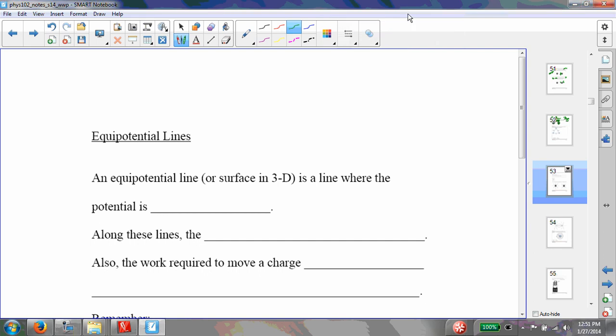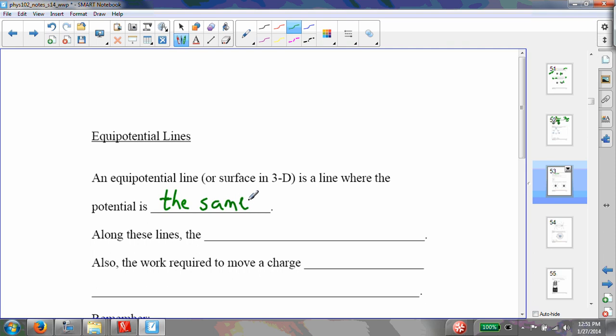Okay, this is the last topic before we move on to circuits and capacitance. Equipotential lines. An equipotential line, or a surface, as we call it in 3 dimensions, which we won't deal with, is a line where the potential is the same. So if you were in a lab, you had to draw equipotential lines. Same, or where it's constant.